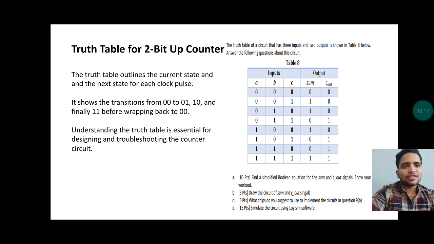The truth table of a circuit that has 3 inputs and 2 outputs is shown in Table 8 below. We are given A, B, C inputs and the outputs are Sum and Cout. Find a simplified Boolean equation for the Sum and Cout signals. Show your work. Draw the circuit of the Sum and Cout signals.